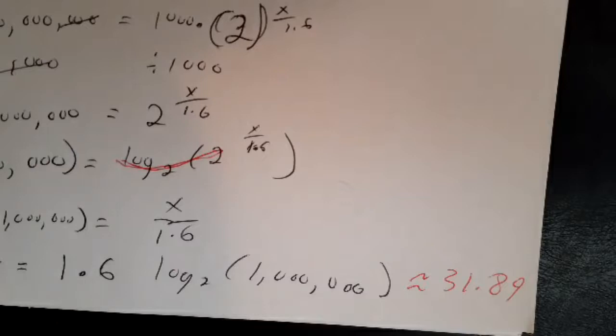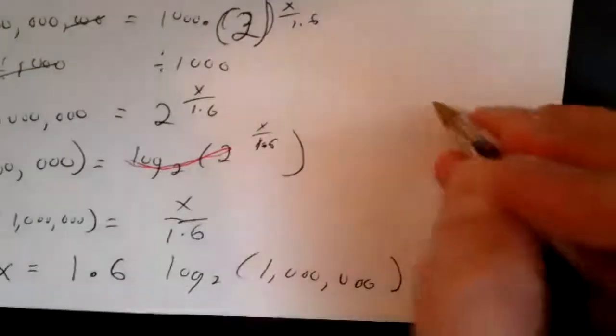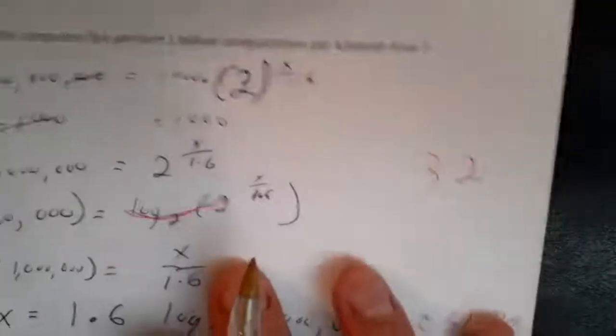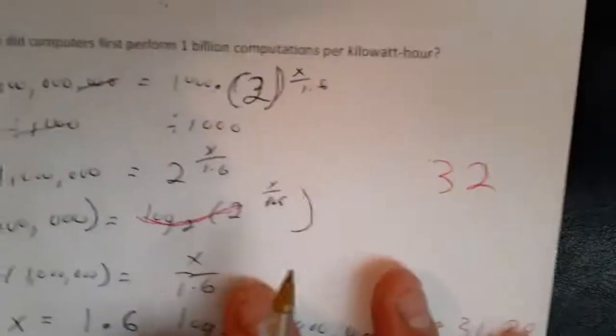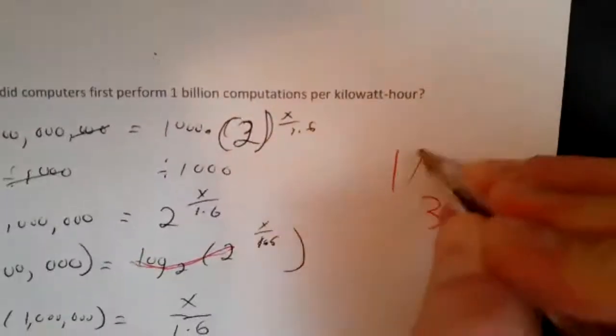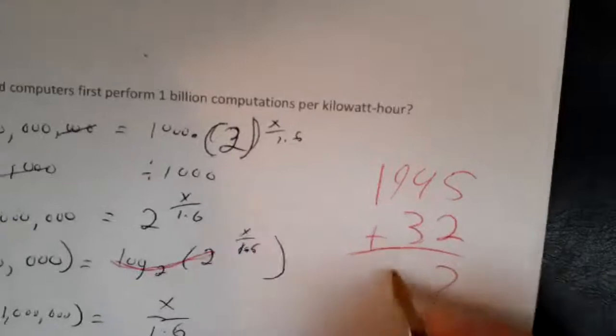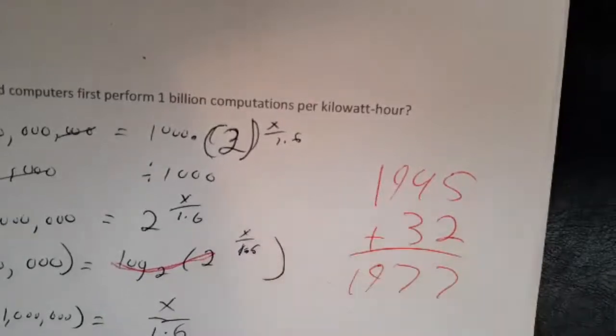This says, in what year did computers first perform 1 billion computations per kilowatt hour? So we figured it's 31.89. You should probably round this to 32 to be safe. And so if we're rounding this to 32, and we started in year 1945, we have to do 1945 plus the 32. What is this, 1977?